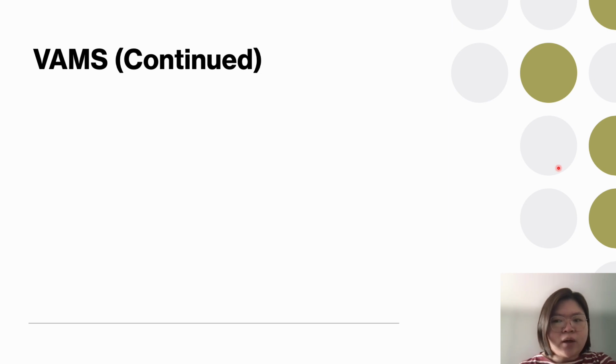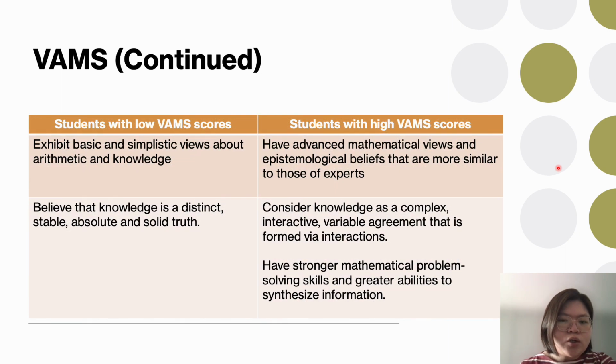What does it mean by having higher post-VAM scores? It actually shows that there's an improvement or change in the mathematical views and epistemological beliefs that are now more similar to those of experts. And there's a change also in a way of considering the knowledge. They also have developed stronger mathematical problem-solving skills and greater abilities to synthesize the information. Therefore, in these studies, the difference between the pre- and post-VAM scores actually shows that there is a positive impact on the development and implementation of the algebra courses.